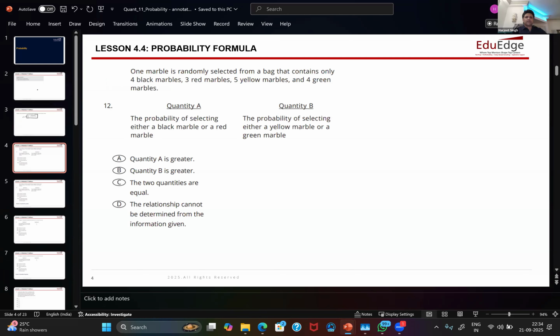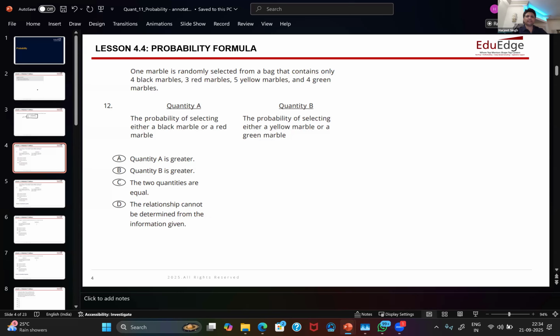Next question. Now, the same counting principles are used, just that now we have probability, which means count divided by total count. So whatever we have used, now we are going to use it in a probability format.